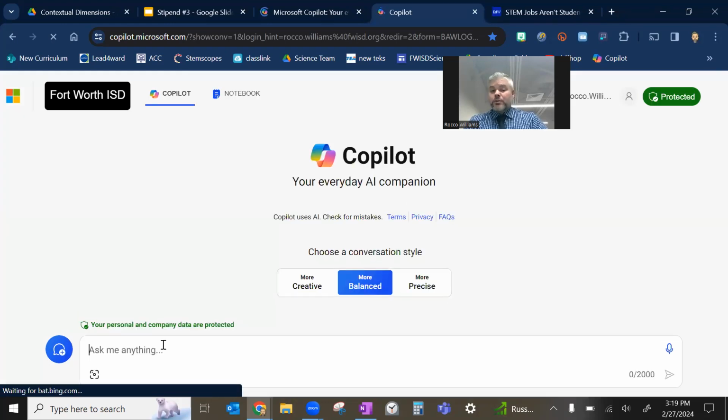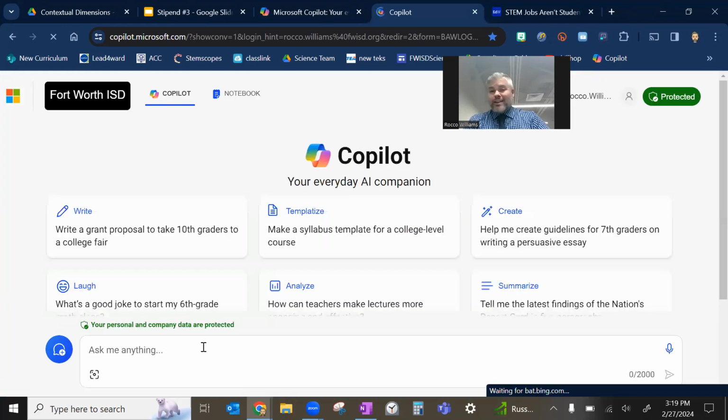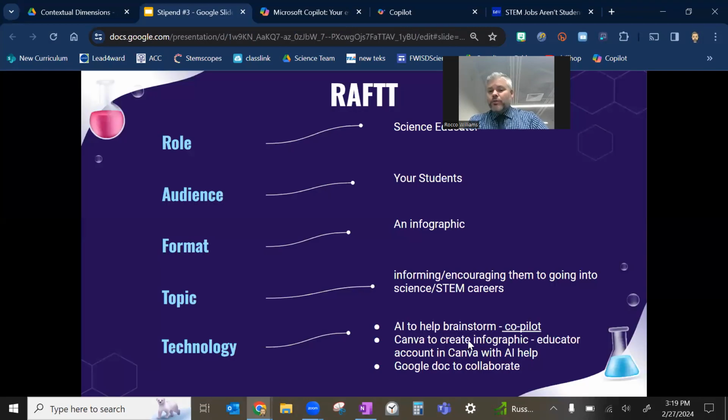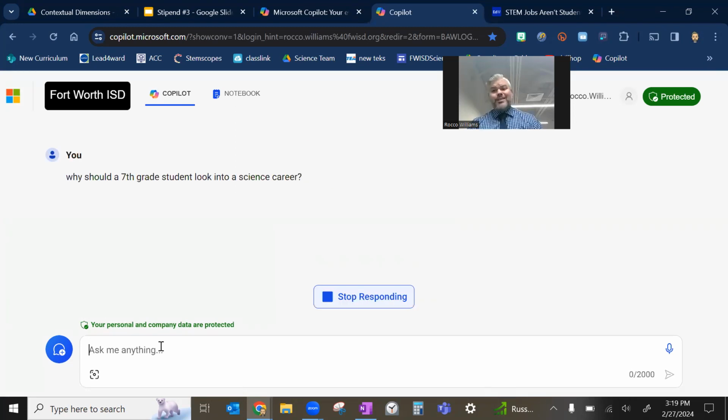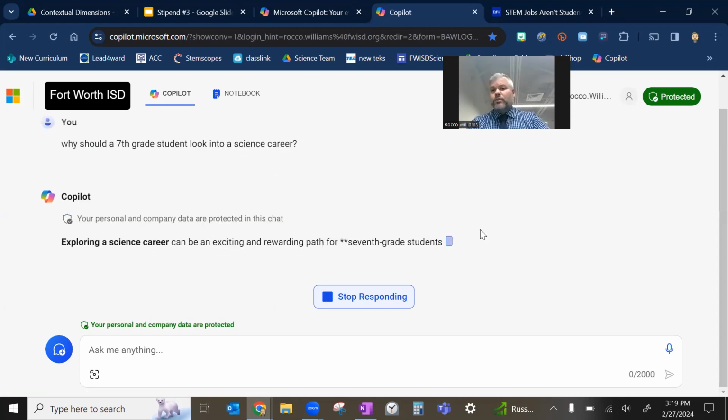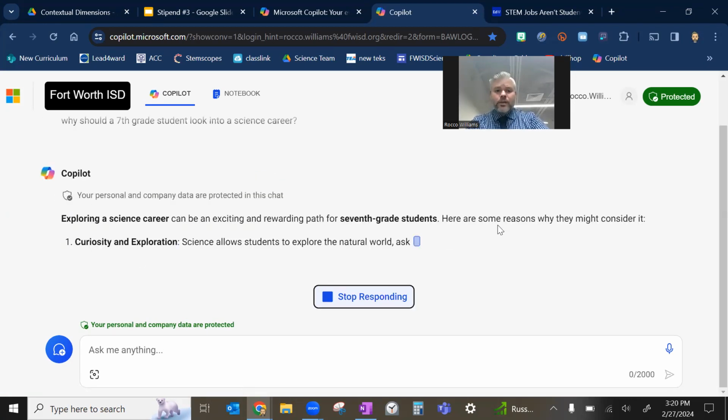And it looks very similar to ChatGPT. So you can really ask it anything. The stipulation I said was you could use it to help brainstorm. So I could ask, why should a 7th grade student look into science? I'm just brainstorming. I didn't say anything specific like geologist or medical or anything like that. I'm just using AI to do a little bit of brainstorming.